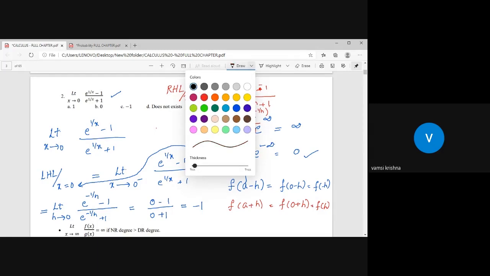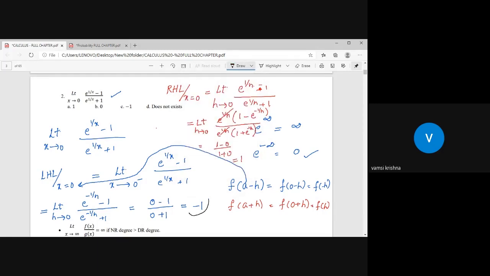Observe, my dear students, here left hand limit is minus 1 and right hand limit is plus 1. So left hand limit is not equal to the right hand limit at x equals 0. It means that limit doesn't exist. At x equals 0, limit doesn't exist.